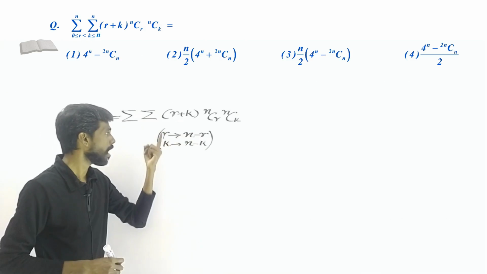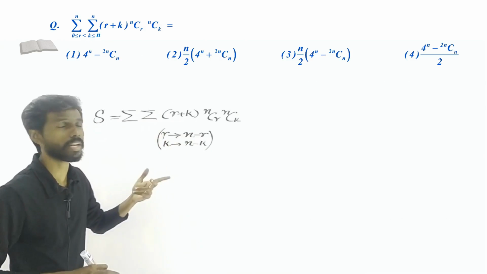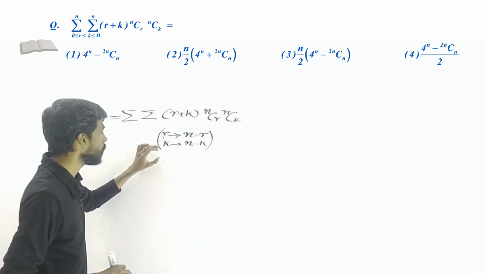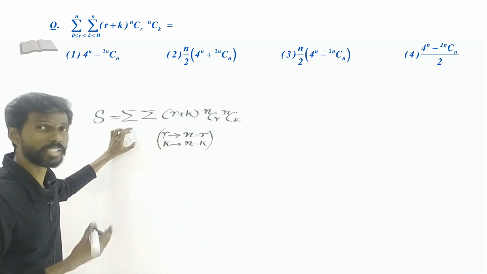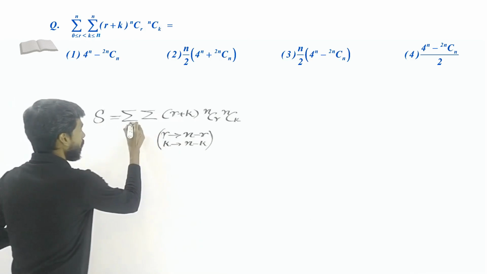But this time r is not less than k; k will be less than r, right? Because from n we are subtracting a bigger value, so that will become smaller. But the order is reversed. So this is for when r is less than k.